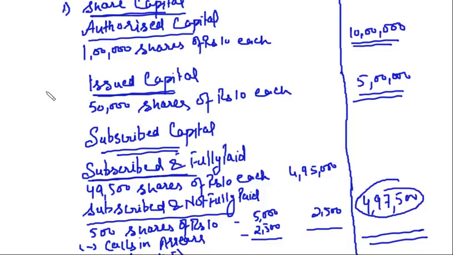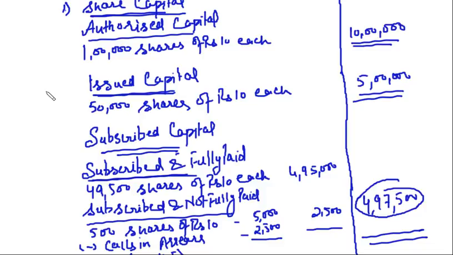Then the most important, subscribed capital. In this, we divide it into two: subscribed and fully paid, subscribed and not fully paid up. Subscribed and fully paid means the shares on which we have received all the money. We have received 10 rupees. Not fully paid is the shares on which we have not received the full amount. On 500 shares, we have not received full amount. That means on 49,500 shares, we have received the full amount of rupees 10.